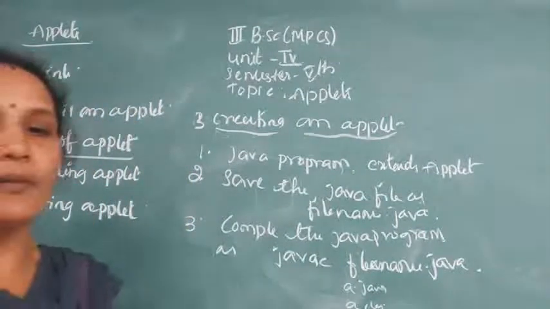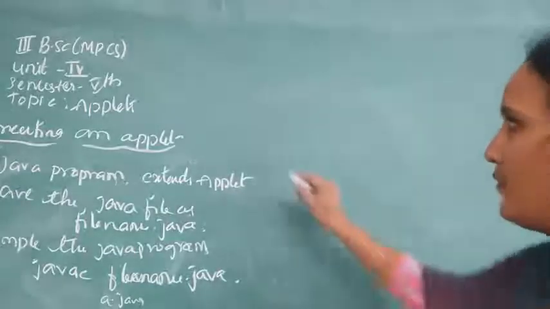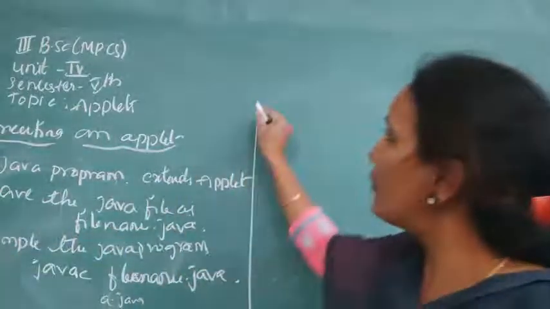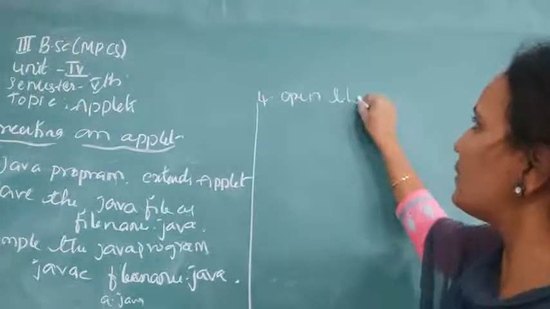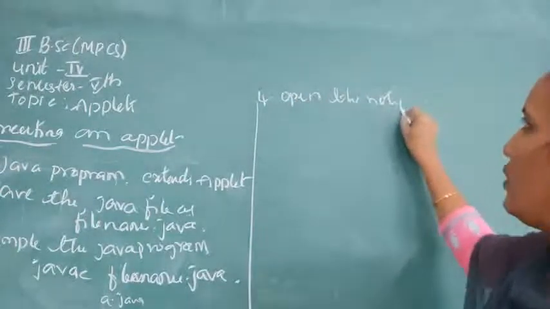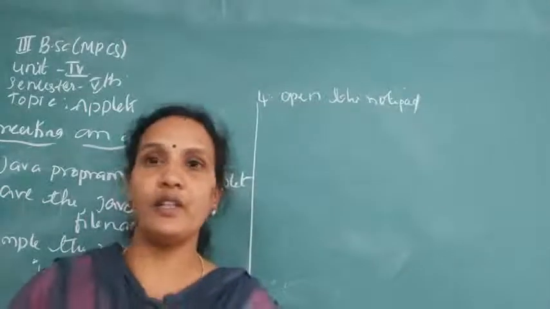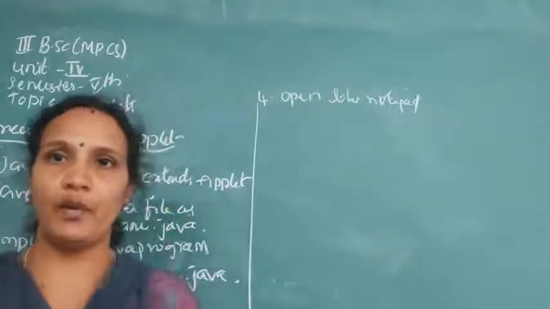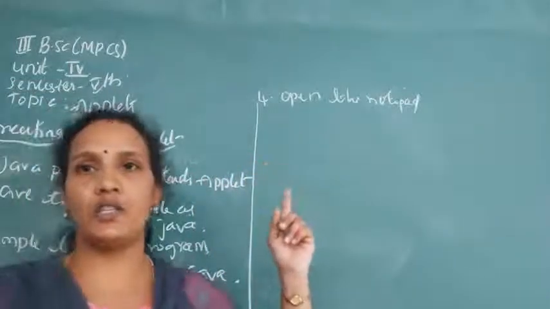Understood? And after generating the class file, this is the third step, no? Fourth one: again, open Notepad. If you are creating an applet, we need two files. One is a Java program and the second one is an HTML program, because we need to add this class file inside HTML.